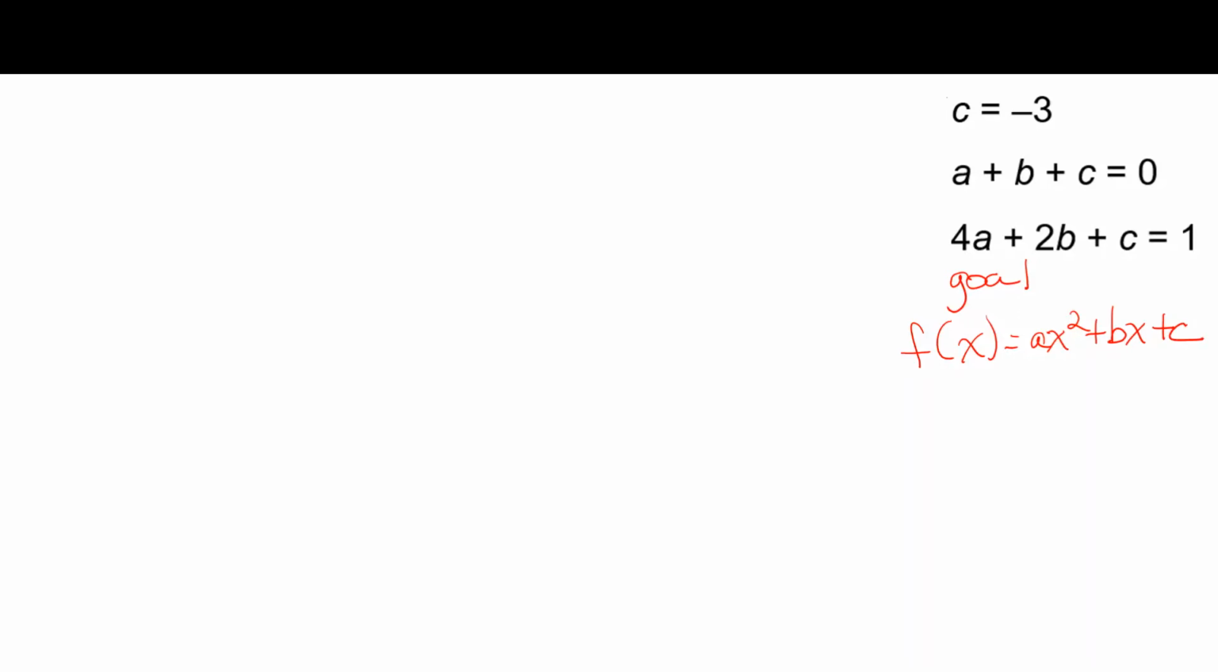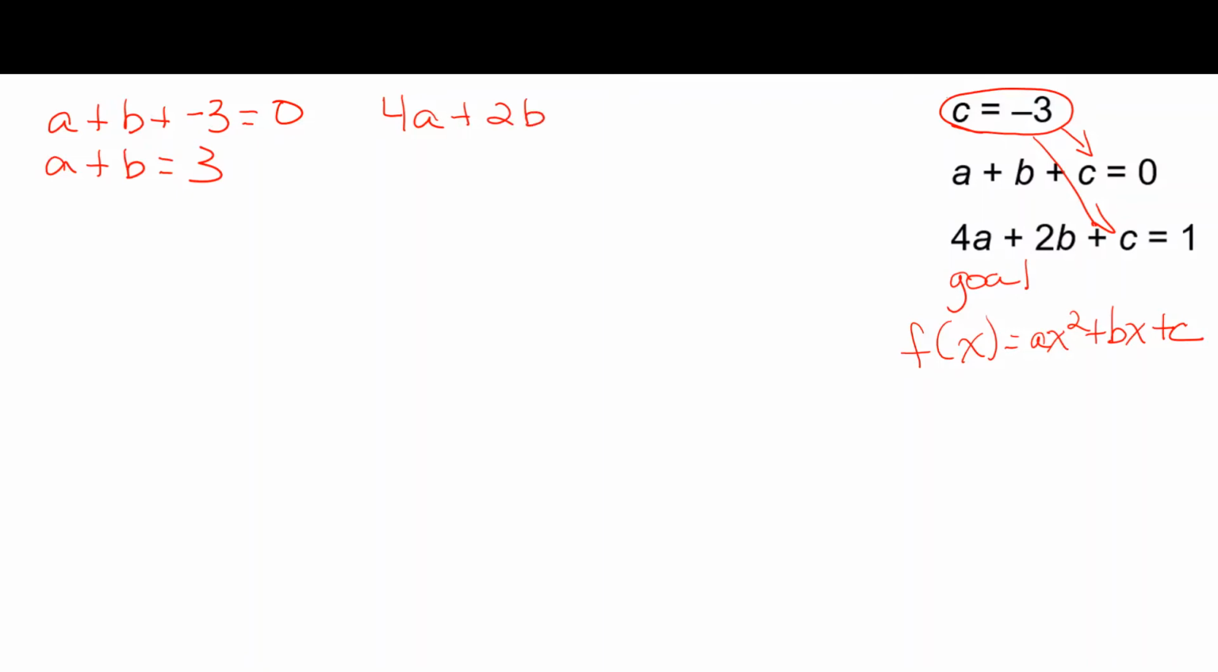And I'm going to solve. I'm going to start out, and this is lucky, we can just go ahead and substitute our c into our 2 equations here. So I'm going to say a plus b plus negative 3 equals 0. So a plus b equals 3, just added 3 to both sides there. And our other one says 4a plus 2b plus negative 3 equals 1. Add a positive 3 to both sides, and I end up with 4a plus 2b equals 4.